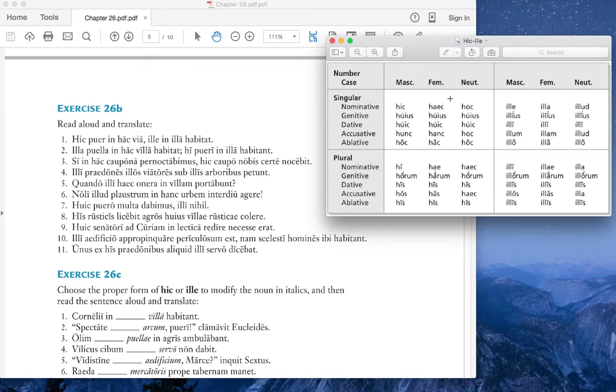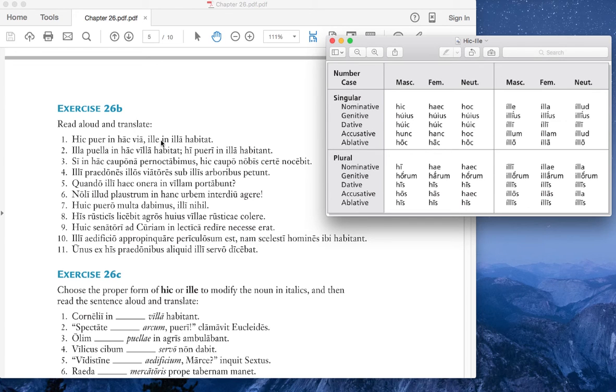So these are pronouns, but they also act basically like adjectives. So let's say hic puer, as we see in this first sentence here. I mean, hic is kind of really an adjective if you think about it. Puer is a noun, and this, while not being very descriptive, does tell you something more about the boy, this boy, as opposed to that boy here.